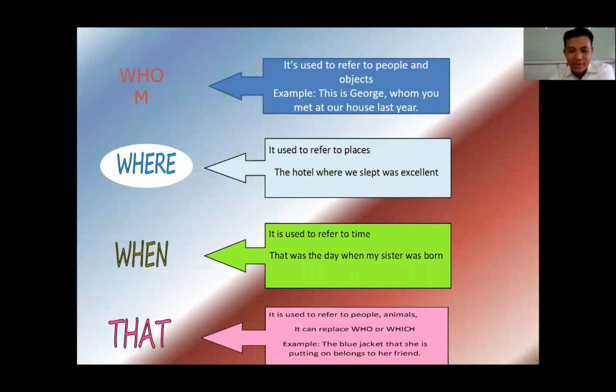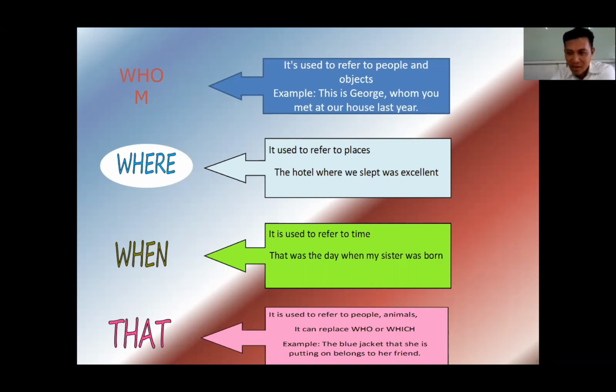The example: The blue jacket that she is putting on belongs to her friend. What does it mean? Jaket biru yang dia pakai itu kepunyaan temennya. So "that" here, actually, what can you say? Can that replace who or which here?